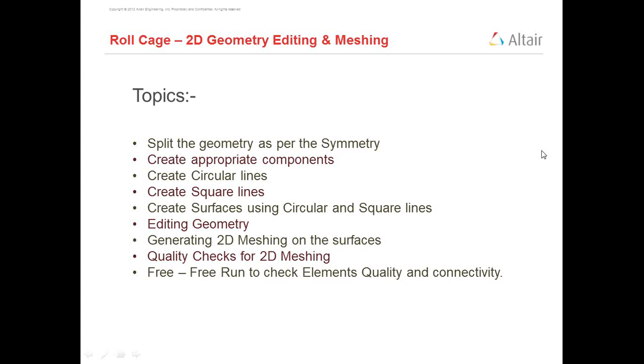We create some different components, some for circular surfaces, some for square surfaces. Then I will show you how to create circular lines on that portion, perpendicular to that line segment. How to create circular lines, how to create square lines, then how to create surfaces using those circular and square lines, and then how to join the two circular pipes. Then we will see how to do 2D meshing on the surface which we have created, then quality checks for the 2D meshing, and then a free run to check the element quality and connectivity.